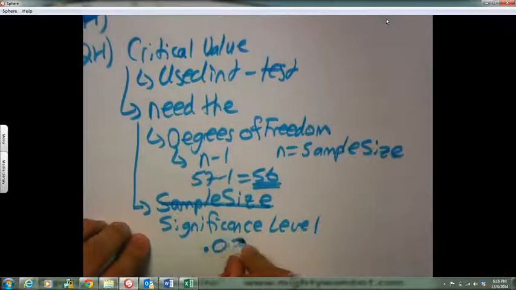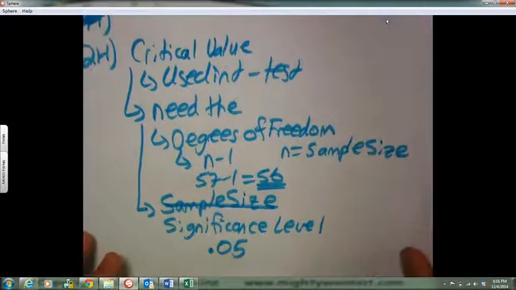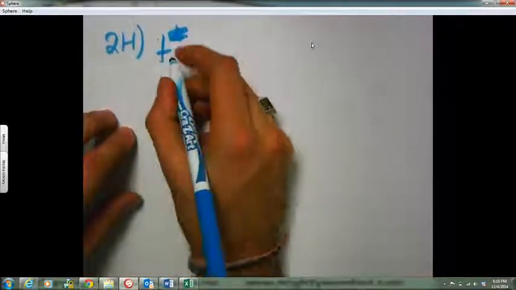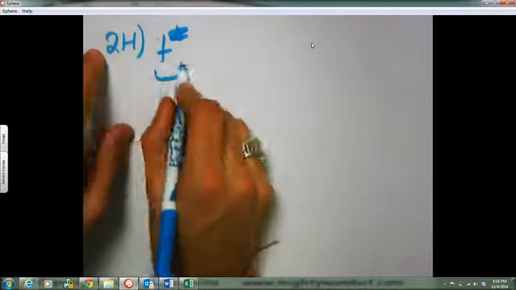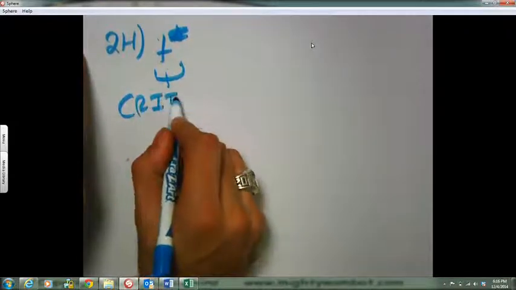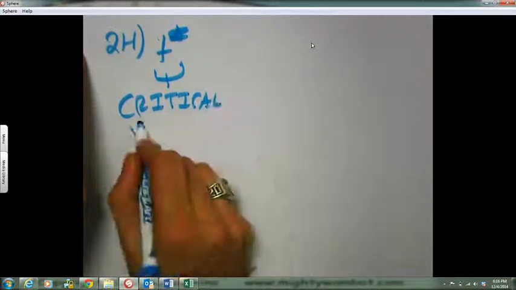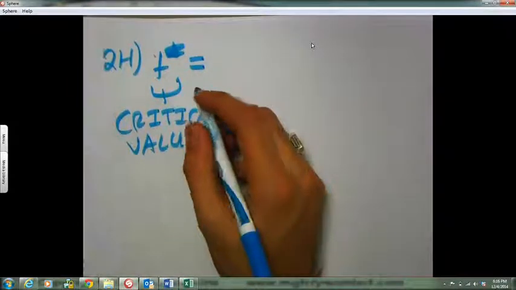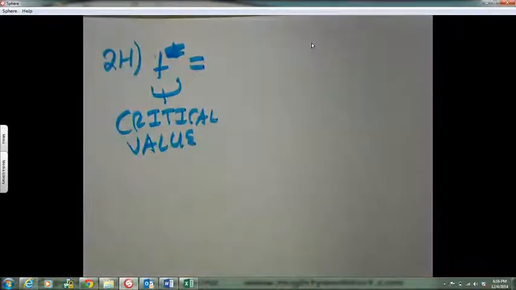So let's find the critical value. In order to do this, we're going to use the table. So the T star, which is just the critical value, equals what? Well, let's look at our table. Let me get our table out real quick. I hope I have it somewhere here. It's kind of buried. Here we go.